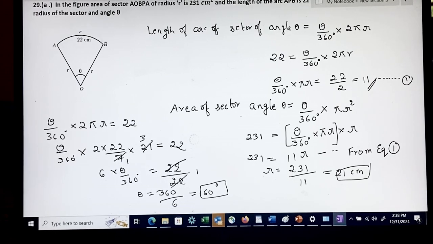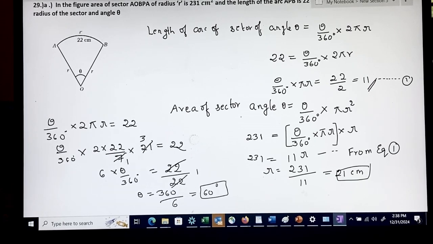In the 29th question we have two options, either A or B. This is the A question. Either you can solve the A question or the B question. Now moving on to the B question.